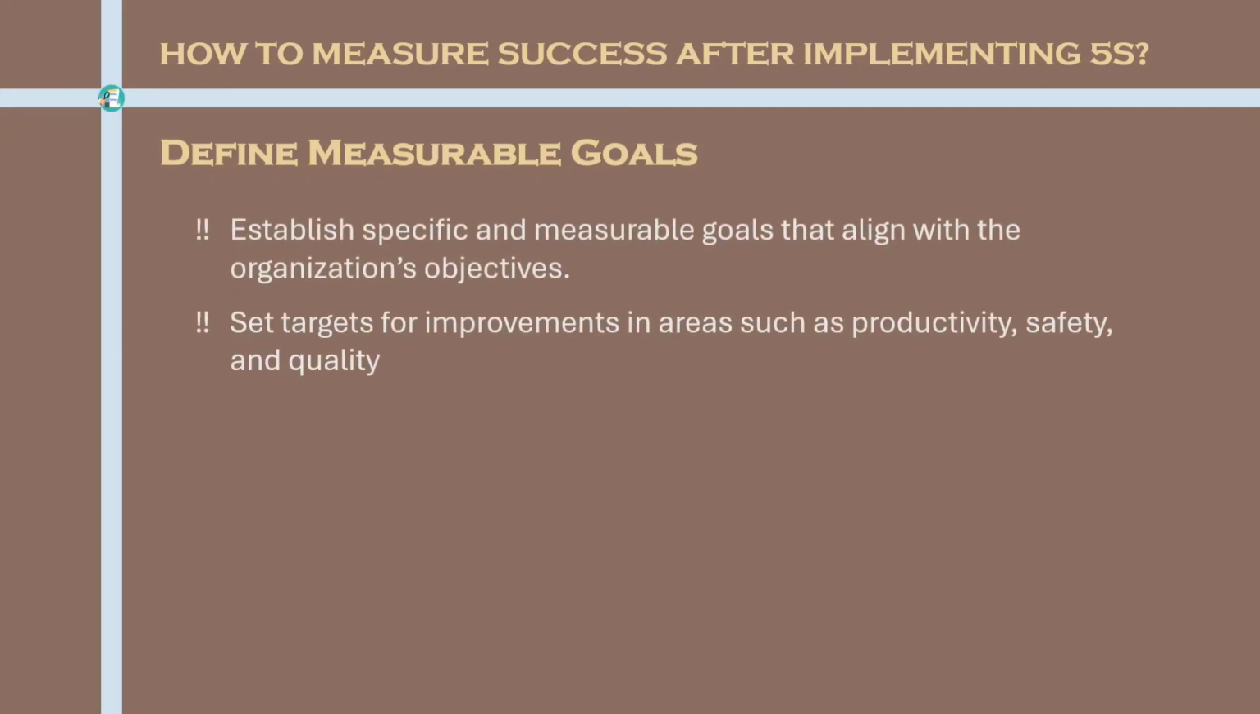How to measure success after implementing 5S? Measuring the success of a 5S implementation is crucial to ensure its effectiveness and identify areas for improvement. Here are some key metrics and methods to evaluate the success of 5S. Define measurable goals. Establish specific and measurable goals that align with the organization's objectives. Set targets for improvements in areas such as productivity, safety, and quality.